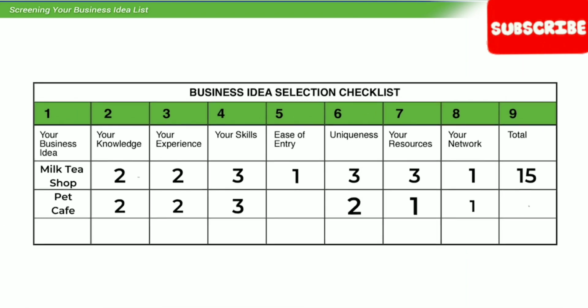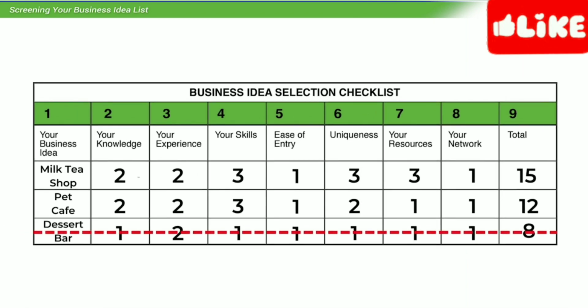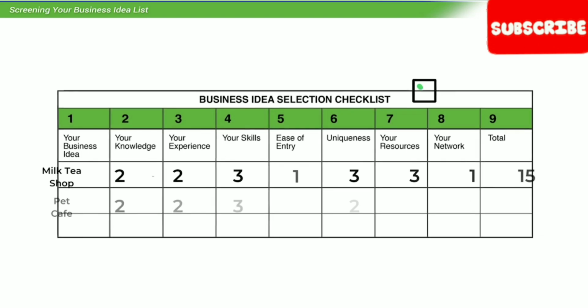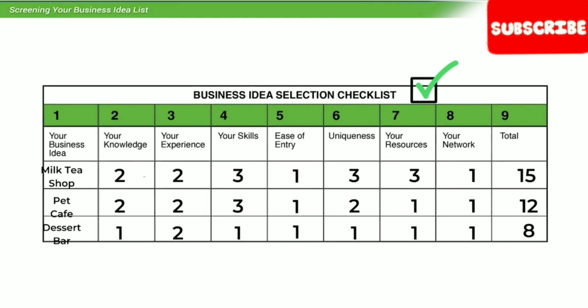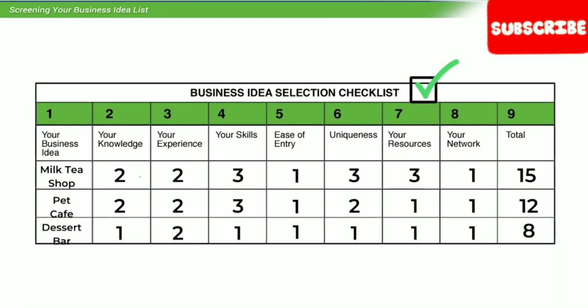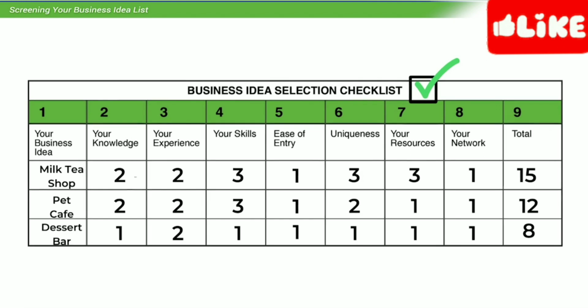To narrow down your business idea list, remove those that got total scores lower than 10 points. Next, take down those that did not score at least 2 in every category. Lastly, exclude the ideas that did not score a 3 in the uniqueness category. And that is how you can narrow down your business idea list. Now all you have to do is to determine which of the remaining business ideas is the best one for you.